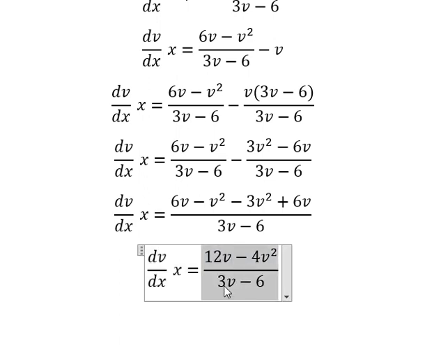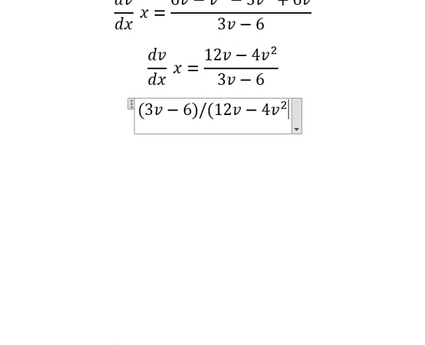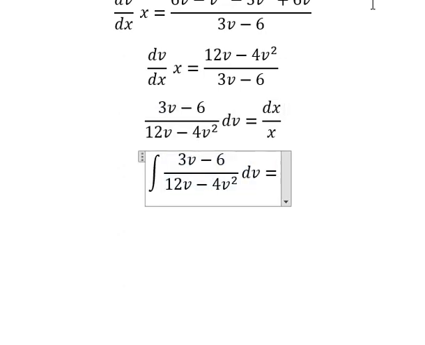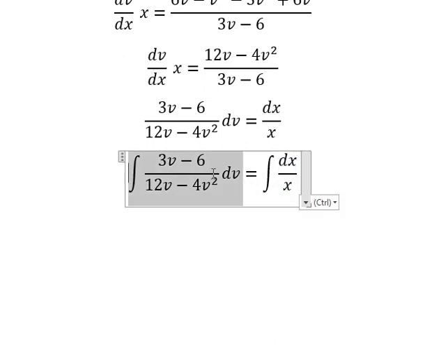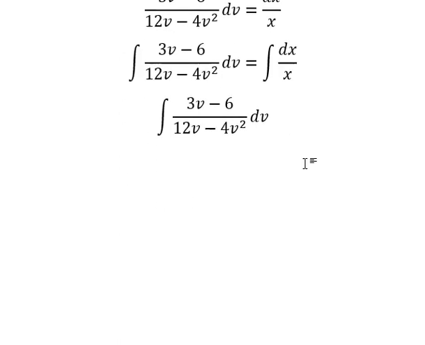Now I will put this one to the left. dx and x go to the right. Next, I will put the integration for both sides. Now we need to consider this one. So we can do factorization by v.